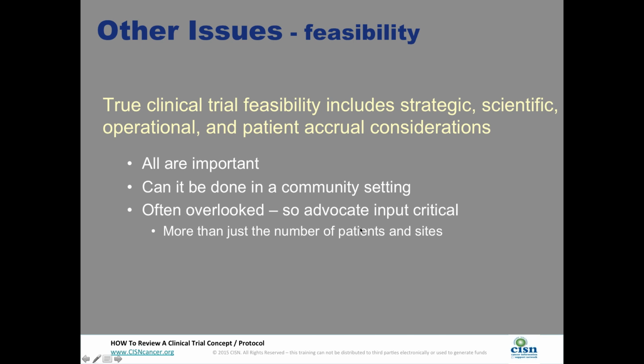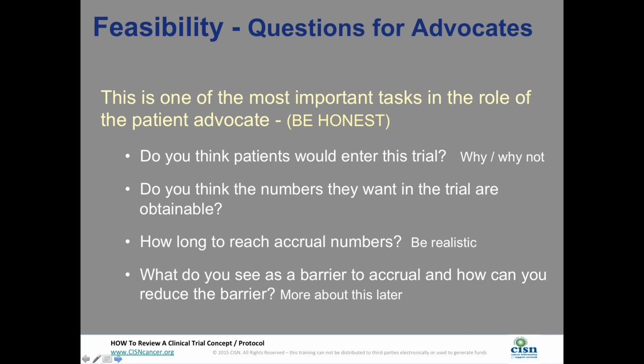It's more than just the number of patients and the sites. Can it be transferable? Those are questions we need to ask. And it's important that we're honest with that. Do you think people would actually enter this trial? Why and why not? And I write them out. Do you think the numbers in the trial are attainable? It's easy to say we'll get 20 people every month, but is that doable?